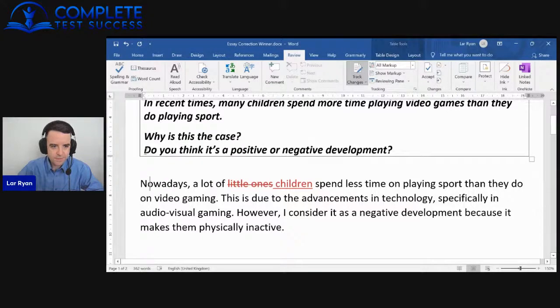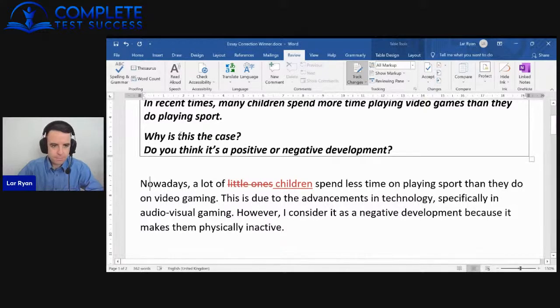That's perfect. And do you think this is a positive or negative development? So that's what I'm looking for here, a response to this second question. However, I consider it as a negative development because it makes them physically inactive. Okay, perfect. So what we have is a direct response to both questions. The main ideas are relevant and specific. So besides this one mistake that we saw here with the tone of the vocabulary, that is a good response.